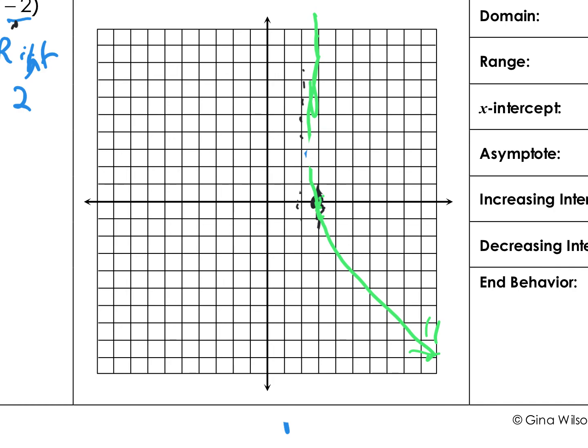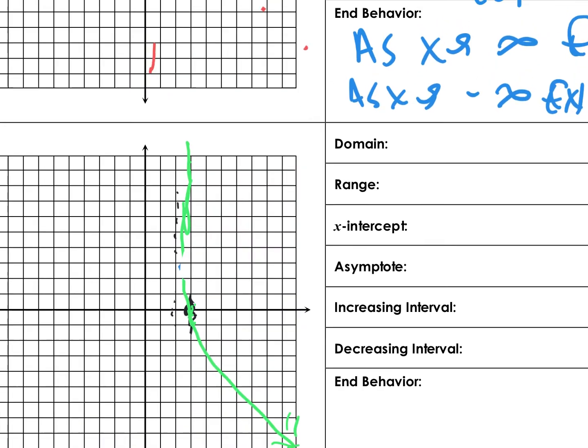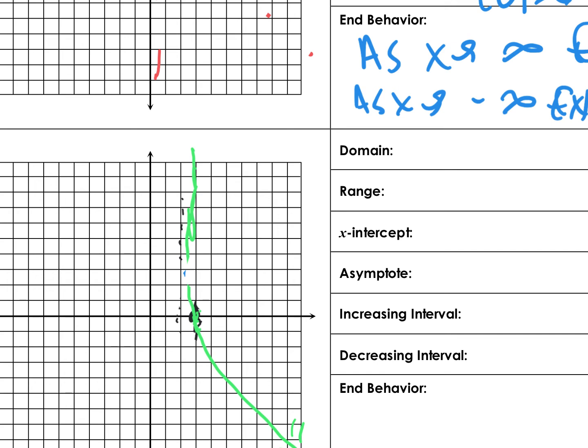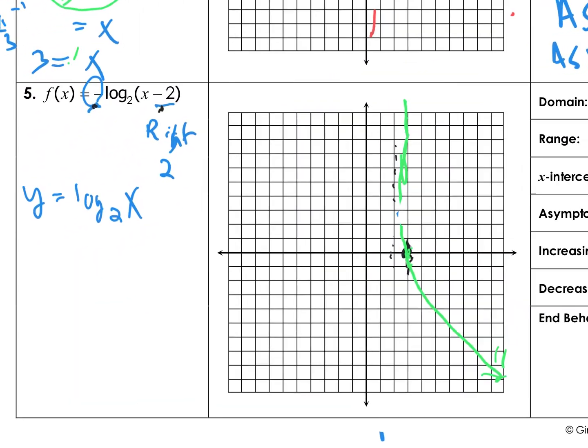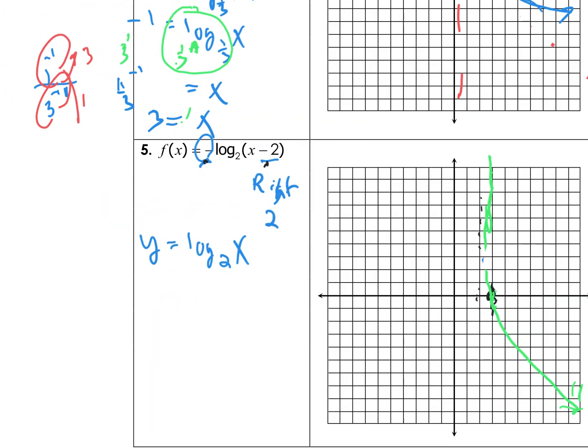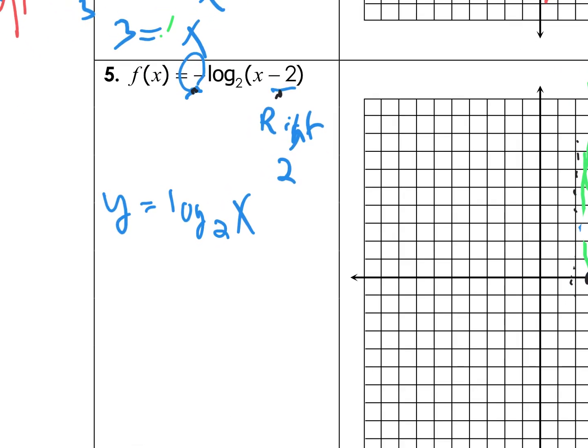We will still have to answer the basic questions, the domain. This time, the vertical asymptote changed from 0 to 2 because it shifted right, so it's 2 to infinity. The range is still all real numbers. The x-intercept, did I actually calculate that? I haven't, and it shifted. So let me go ahead and do that work here.